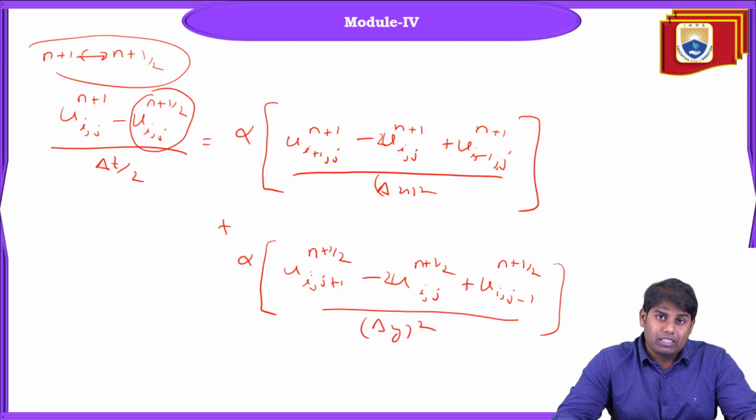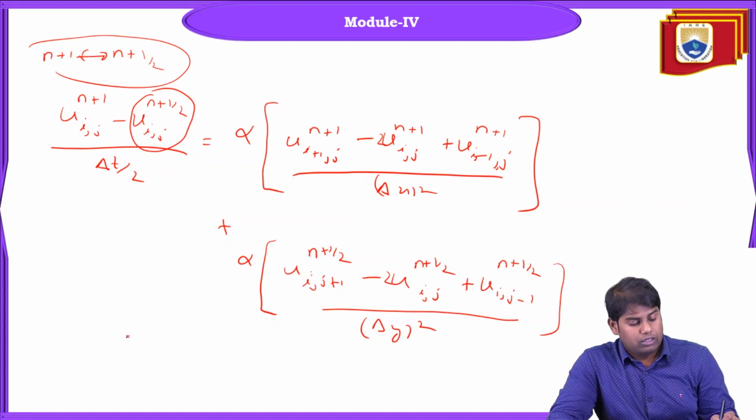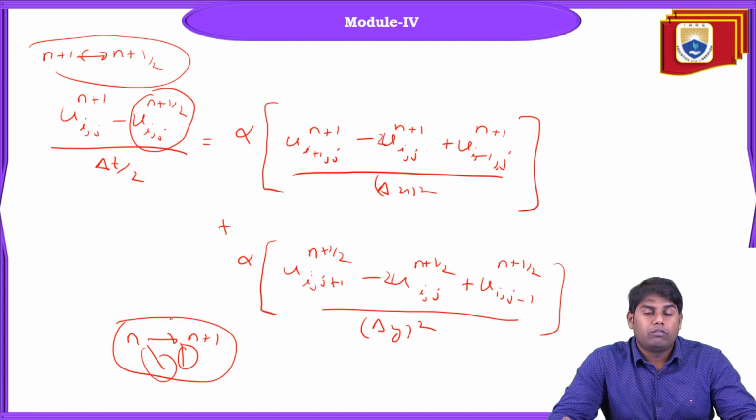Within one step, in the sense between n and n plus 1, we are dividing into 2. So these two things make up the stable solution between n and n plus half. So within one iteration, 2 sub-iterations will happen. This is the technique of the ADI.